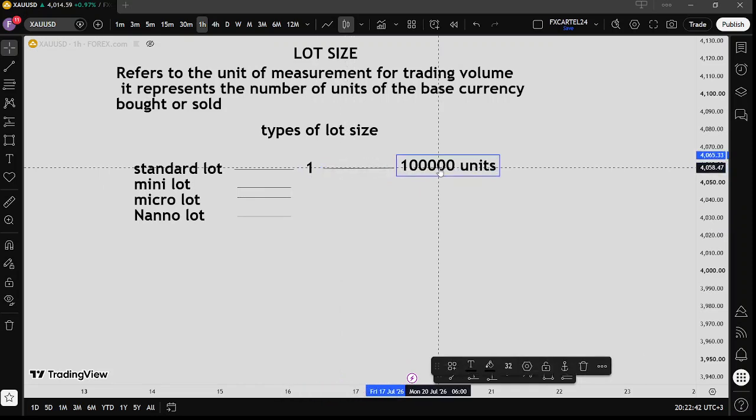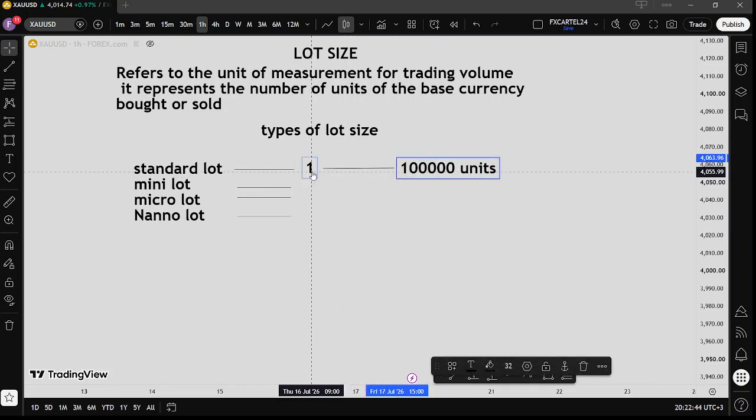If you go above here, for example if it is 15 lots, it will be 15 times 100,000, which is 1,500,000. You just take the 100,000 and add up. So anything above one lot is a standard lot.